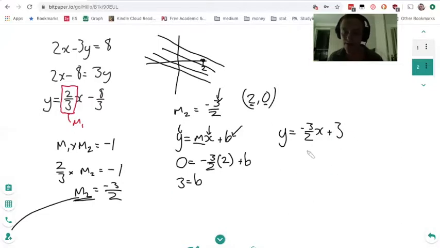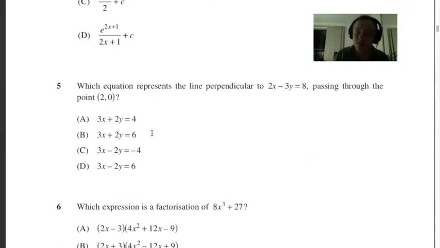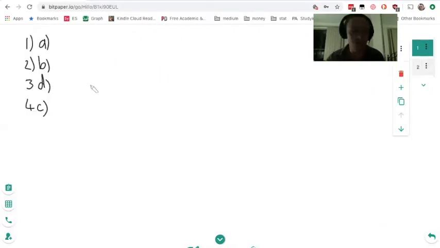I think they had it in a different form, so I'm going to times everything by 2. 2y equals negative 3x plus 6. So we have 2y plus 3x equals 6. 5 must be b. Happens to everyone. 5 equals b. Okay, next question.